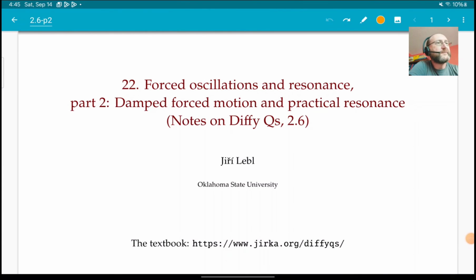Hi, and welcome to another lecture in the course. So we're looking again at forced oscillations and resonance. This time we're looking at damped forced motion and practical rather than pure resonance. And this is section 2.6 in the book.